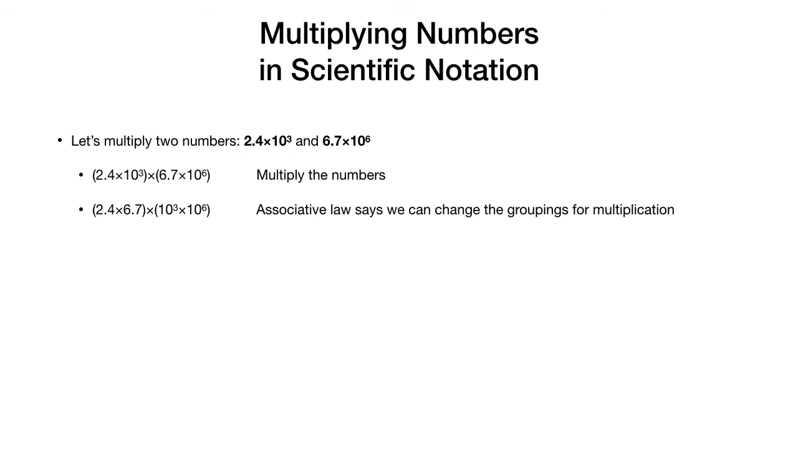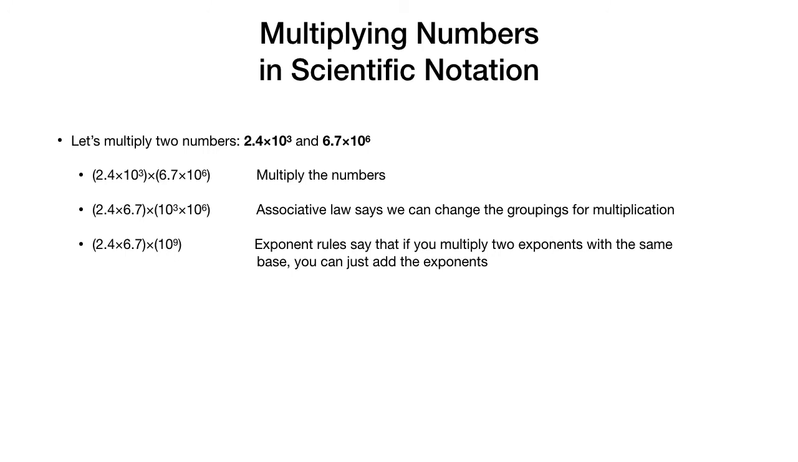Here we have 10 to the third and 10 to the sixth. Now both of those are the same base with a different exponent. And exponent rules say that if you multiply the same base with different exponents, the result is just adding the exponents together. Because the way to think about that is 10 to the third is really just 10 times 10 times 10. It's three tens being multiplied together. And 10 to the sixth is six tens. 10 times 10 times 10 times 10 times 10 times 10.